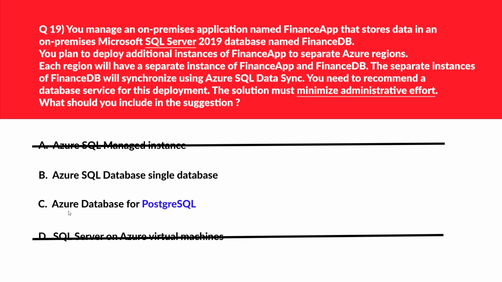Now let's look at C. C says Azure Database for PostgreSQL. Azure Database for PostgreSQL is not relevant, it is just a distractor, because if you look at the question, it uses SQL Server, right? Not PostgreSQL. That's why, due to the mismatch, C is out.